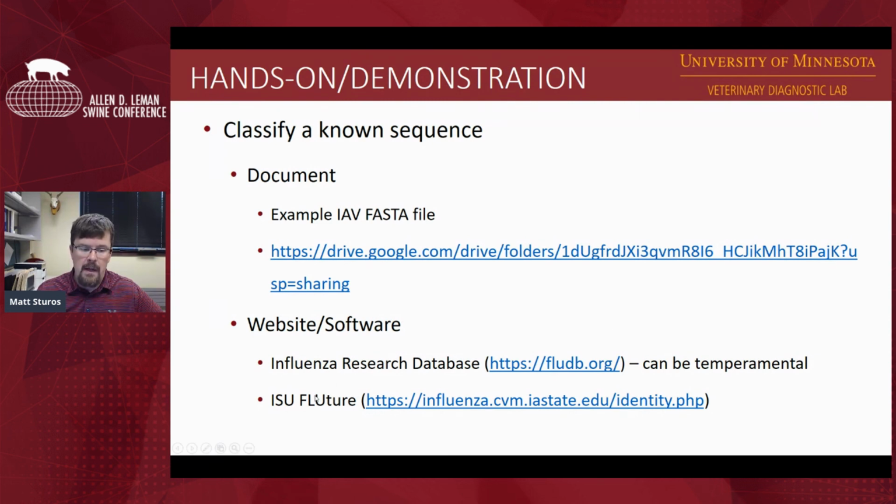I am going to show you the Iowa State University CVM's Flucher website. This is a good resource for people that want to know a little bit more about the flu sequences that they get back. It's specific to the H gene, as far as I know. Maybe there's the N gene in there now, but the example influenza A virus FASTA file is in that Google Drive folder.